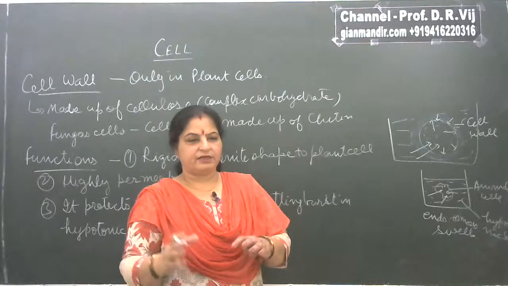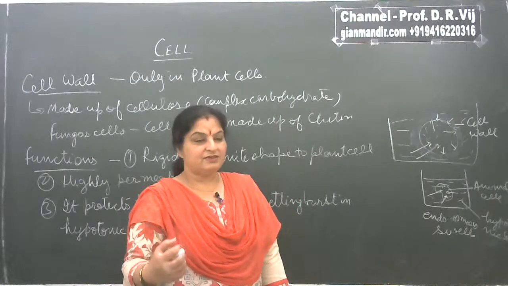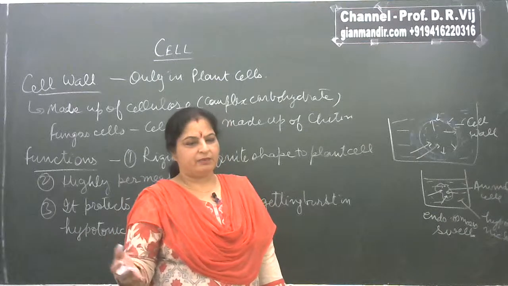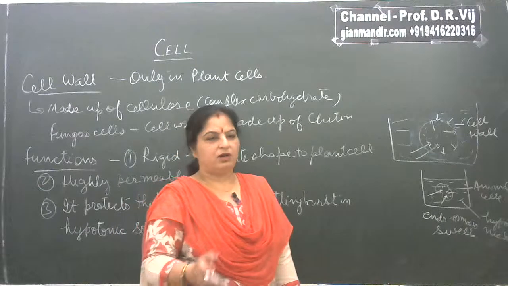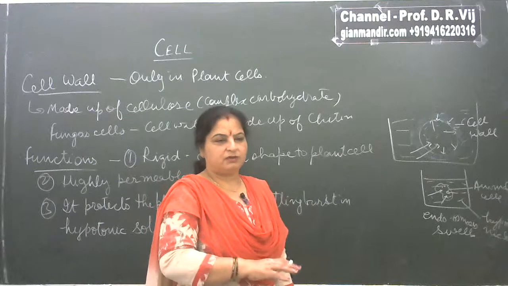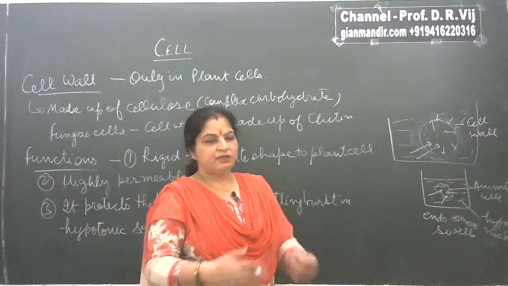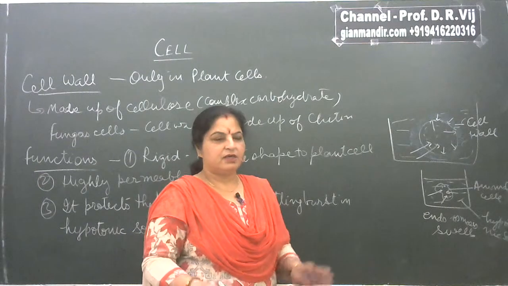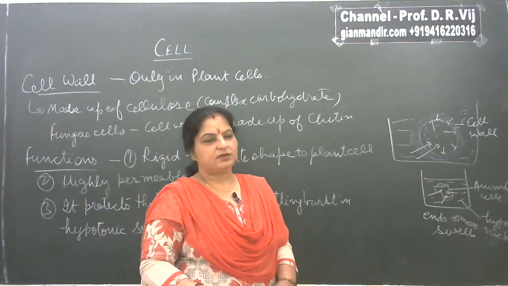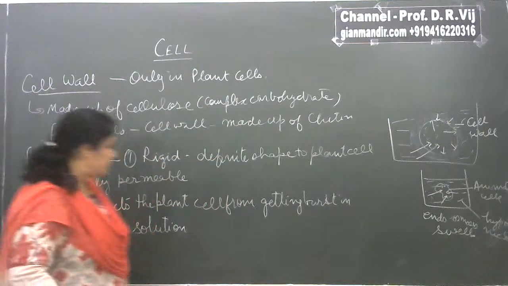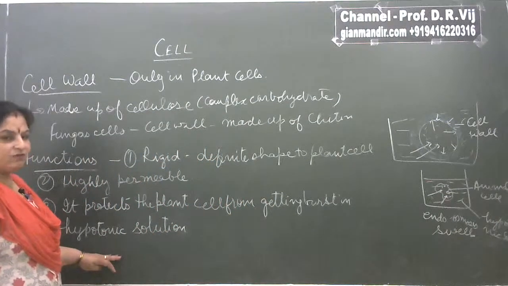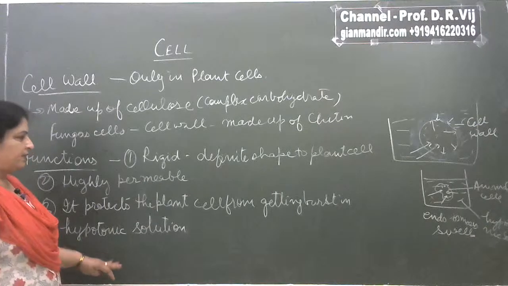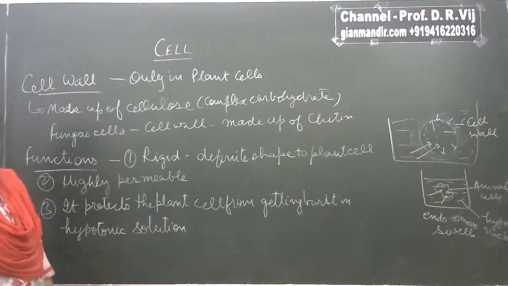So the pressure exerted by the water on the cell membrane from inside to outside is counterbalanced by the pressure exerted by the cell wall on the cell membrane from outside to inside. So the two opposite pressures cancel out each other, and the net result is your cell is protected against bursting. So that's what I was telling, that a cell wall protects the plant cell from getting burst when it is kept in a hypertonic solution, right?